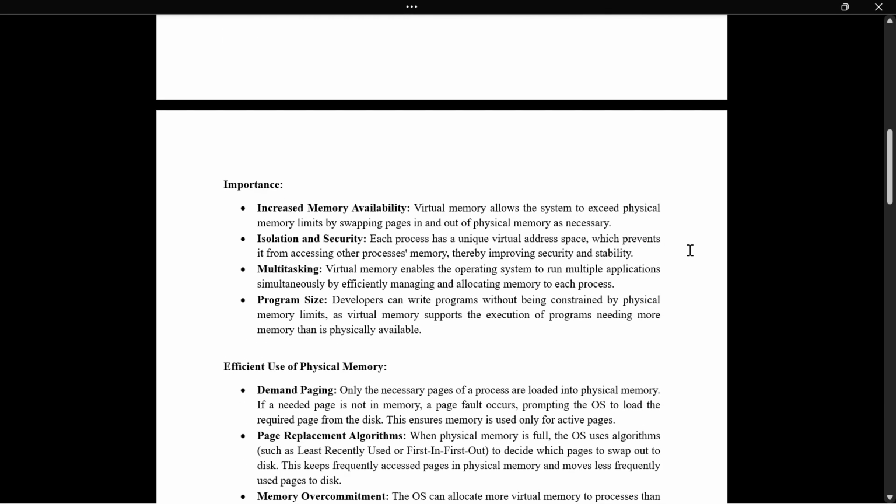These are some of the importance: increased memory availability, isolation and security, multitasking, and program size. Virtual memory allows the system to exceed physical memory limits by swapping pages in and out of physical memory. Isolation: each process has a unique virtual address space, which prevents it from accessing other processes' memory, thereby improving security and stability. Multitasking: virtual memory enables the operating system to run multiple applications by efficiently managing the memory allocated to each process. Program size: developers can write programs without being constrained by physical memory limits, as virtual memory supports the execution of programs that need more than the physical memory available.